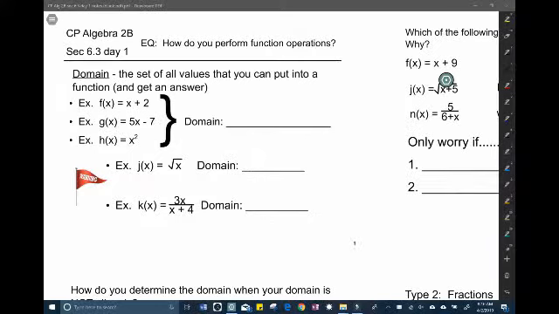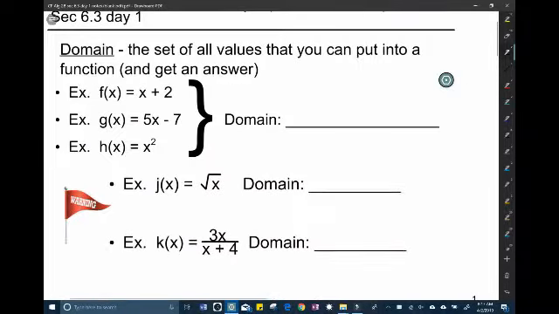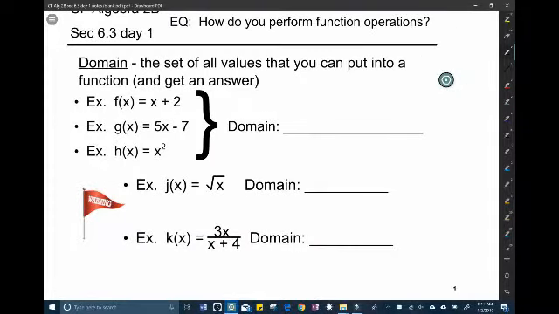Algebra 2B, and welcome to another new lesson here. Our topic today is how do you perform function operations? Switching gears from radicals for a little bit and going somewhere new here. So, important things to remember for this chapter are domain and range.